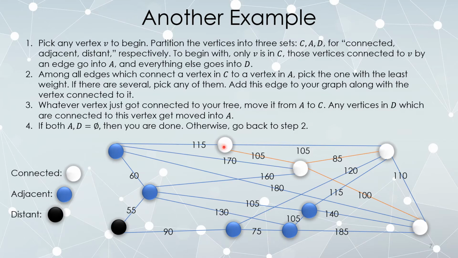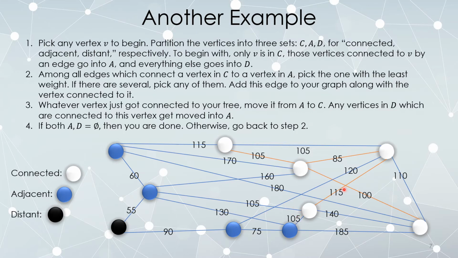And now we just repeat this procedure. Let's see, 115, 170, 160, 105, doesn't matter because it's between two connected. 120, 115, 180, 185. We've got a 115 and we've got a 115. So these two things are now lowest. It doesn't matter. Let's pick this one right here. Now this is considered connected. Anything connected to this would now be adjacent. That doesn't change anything.